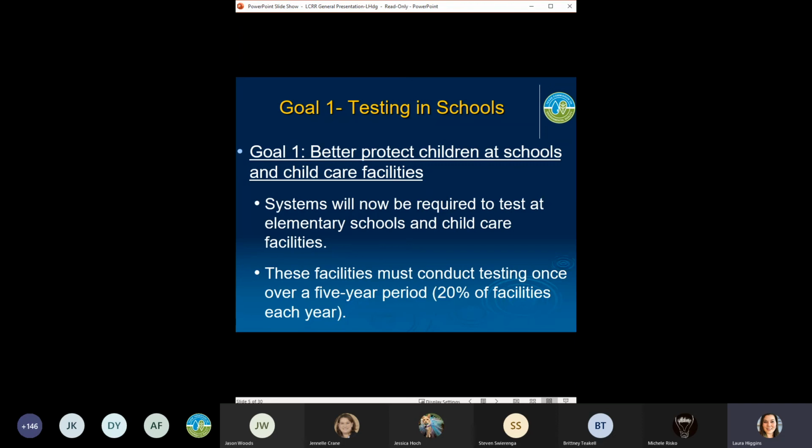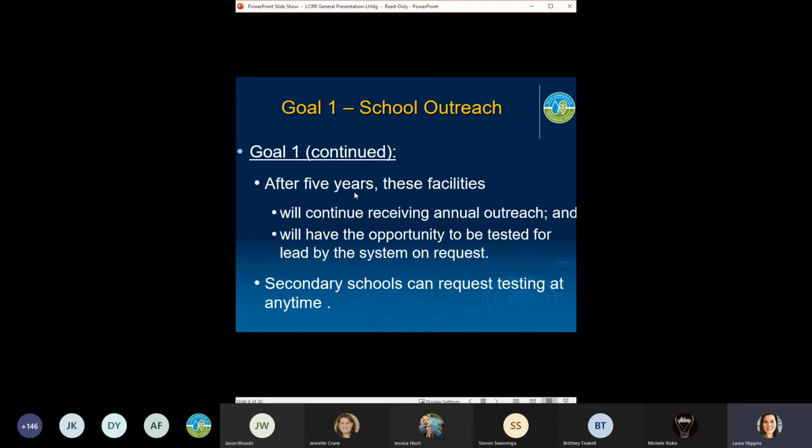And with the new rule, these facilities must conduct testing over a 5-year period, testing 20% of facilities each year. After 5 years, they'll continue to receive annual outreach and will have the opportunity to be tested for lead by the system on request. And secondary schools can request testing at any time.